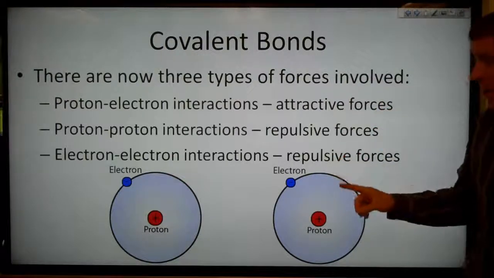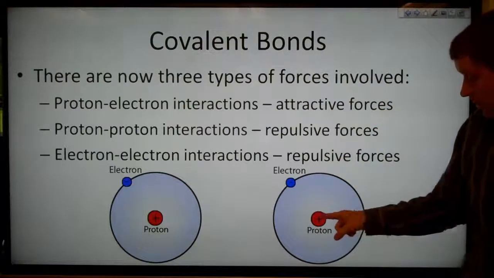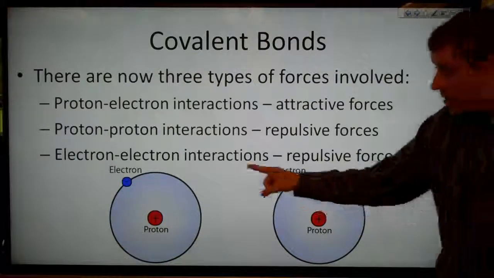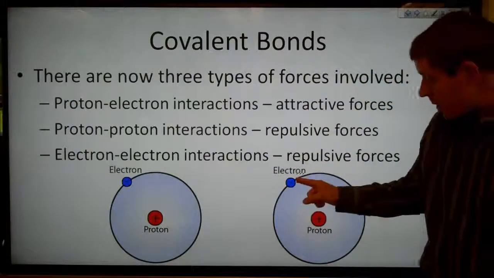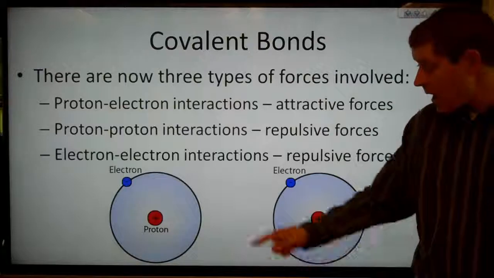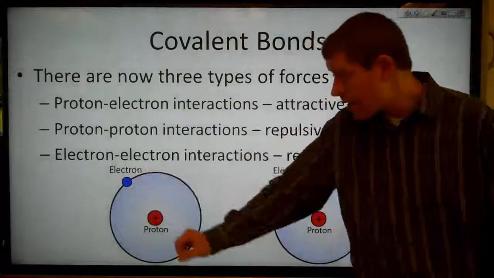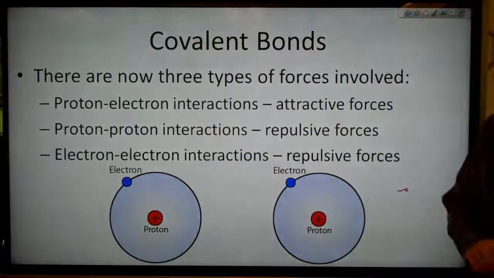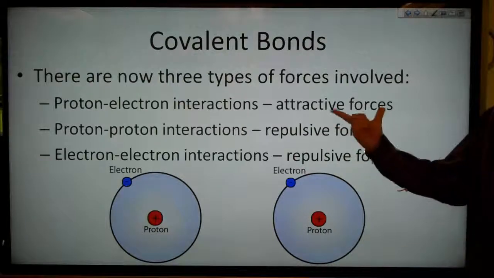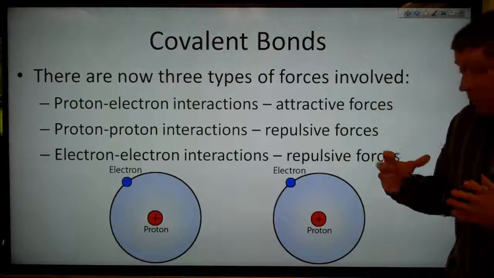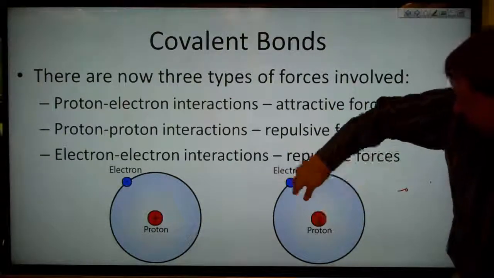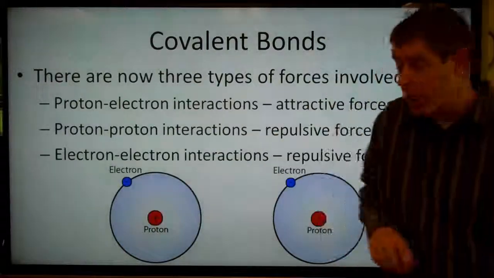We have proton-electron interactions, so between the nuclei and each of the electrons. So between this proton and that electron and this electron, and between this nucleus and that electron, and between that nucleus and this electron. So those are attractive forces. Those are pulling the electrons towards this nucleus and towards that nucleus.